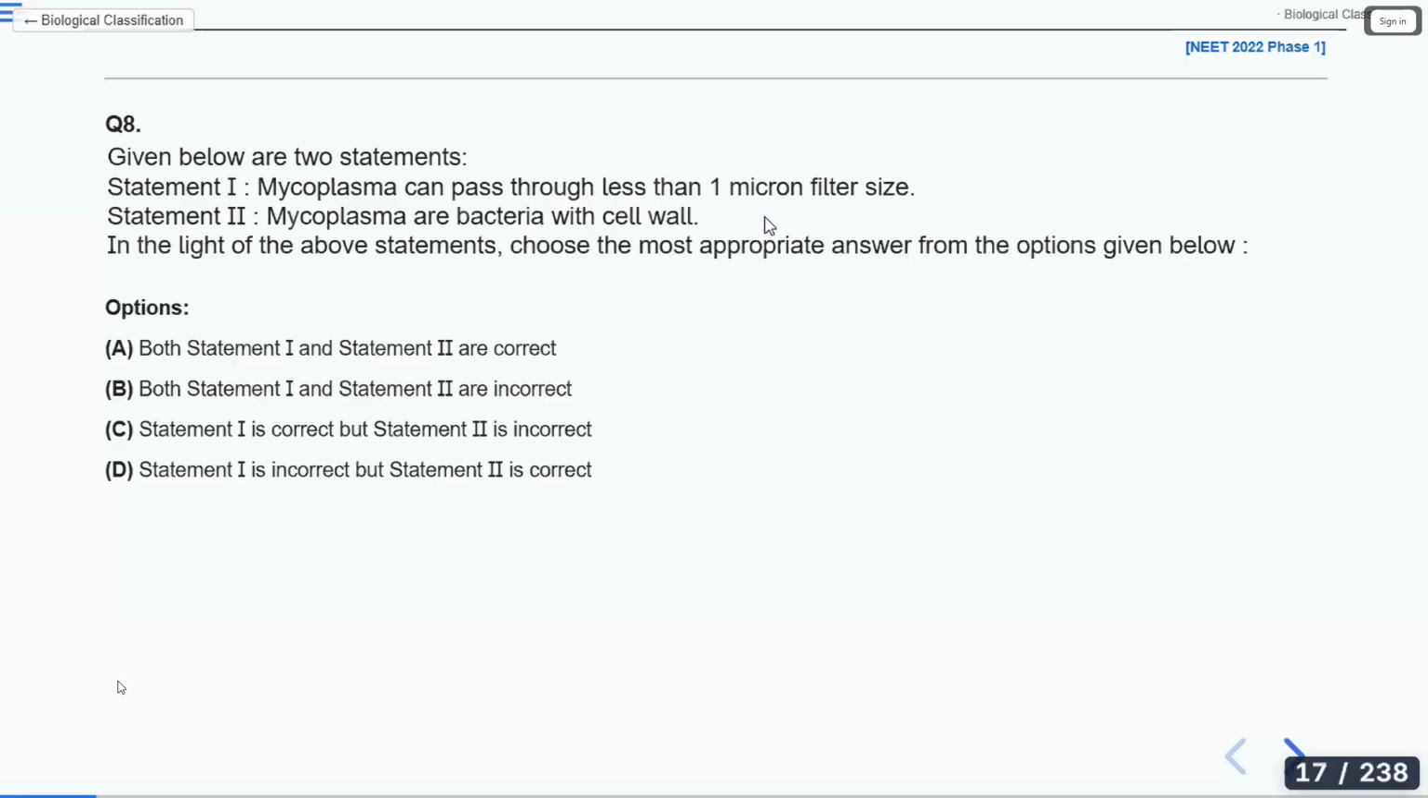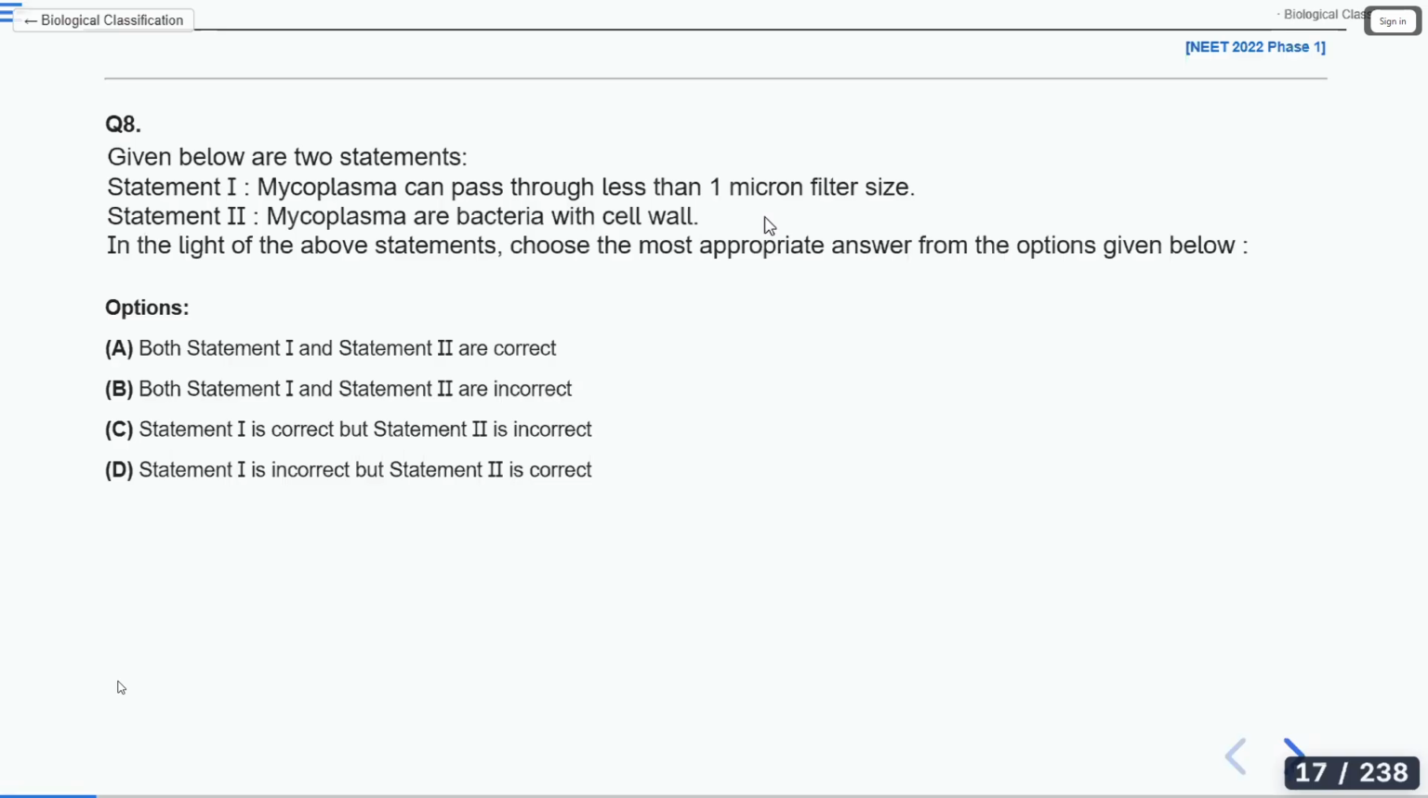So which is the correct answer? Option C. Option C is correct. What is option C? One is correct and two is incorrect. Okay, both are incorrect, mixed answers are there. Option C, option D. First of all, let us first know what is mycoplasma. What do you mean by mycoplasma? Mycoplasma lacks cell wall. Okay.